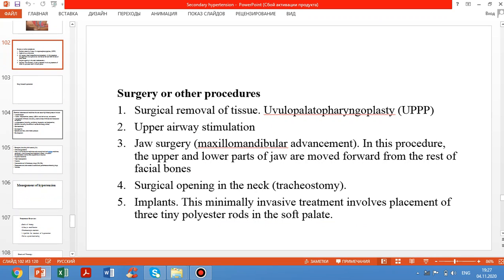Surgery or other procedures. Surgical removal of tissue, uvulopalatopharyngoplasty. Upper airway stimulation. Jaw surgery. In this procedure, the upper and lower parts of the jaw are moved forward from the rest of the facial bone. Surgical opening in the neck, like tracheostomy. Implants. This minimally invasive treatment involves the placement of 3 tiny polyester rods in the soft palate.